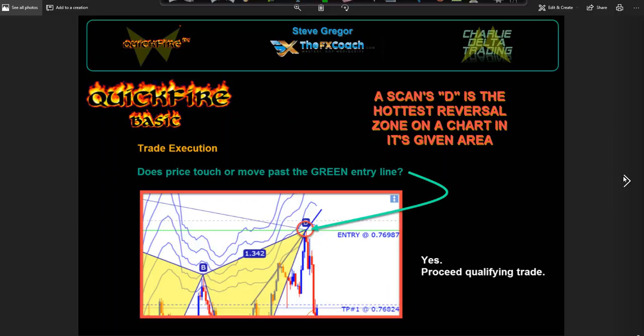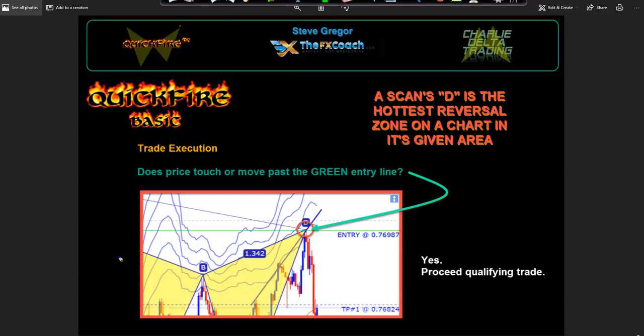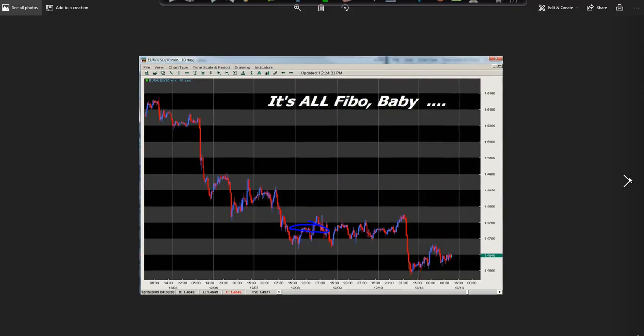Now, this is a slide right out of our quickfire training. But that D is the hottest zone on the chart. And if you're not familiar, this is big Fibonacci stuff because all of the Fibonaccis in sequence, when they're layered on top of each other, create this zone. Fibonacci retracements, Fibonacci extended retracements. Multiple in one zone. It makes it very, very hot. It's all Fibo, baby. This is why I trade pitchforks.